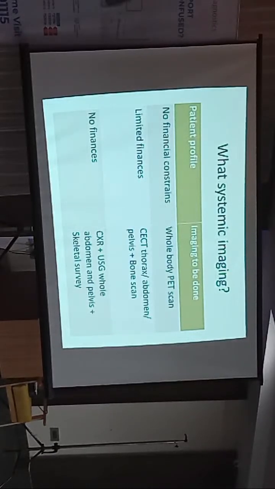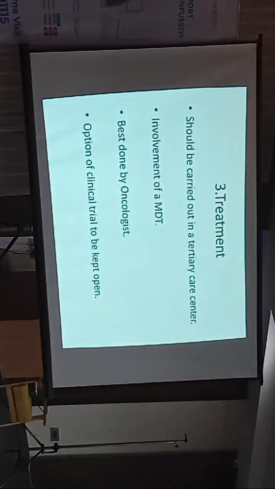What imaging do we do? So, if there is no financial constraints, the ideal imaging to be done is a whole body PET CT because studies have shown that PET CT upstages the breast cancer by 25% compared to a conventional contrast enhanced CT. If you have limited finances, get at least a good contrast CT chest, abdomen, and pelvis with a bone scan. And if there are absolutely no finances, then at least get a chest X-ray, sonography of the abdomen, and a skeletal survey. Anything below this is certainly not acceptable.